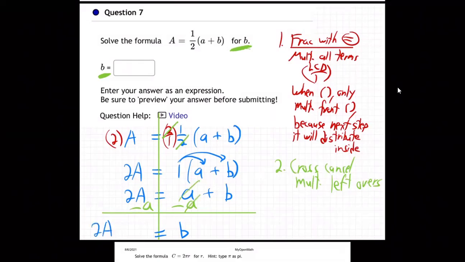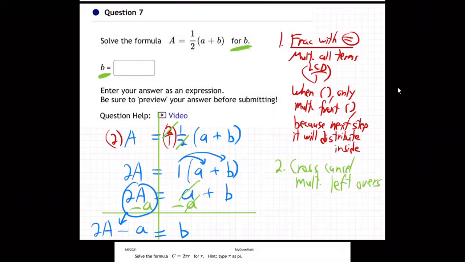And what does that leave me? 2 capital A minus little a, right? These just go down, and they need to stay next to each other. They can't combine in any other way. They're different letters. A capital A is different than a little a. So we just do it just like that. So we got b alone.